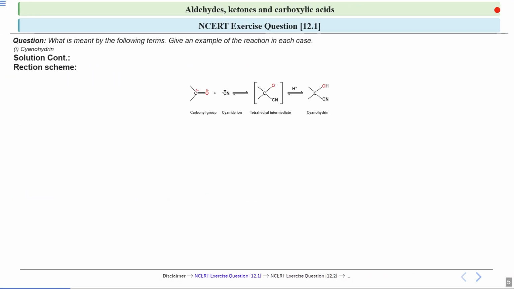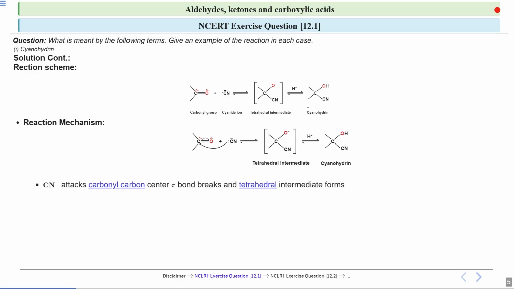Now continuing with this, here you see a reaction scheme for forming cyanohydrin. You see over here a carbonyl compound. When it reacts with cyanide ions, this gives you a tetrahedral intermediate, which further forms a cyanohydrin. So one by one, let us see how this mechanism proceeds. We will look at the reaction scheme in more detail, so it will give you a better picture.